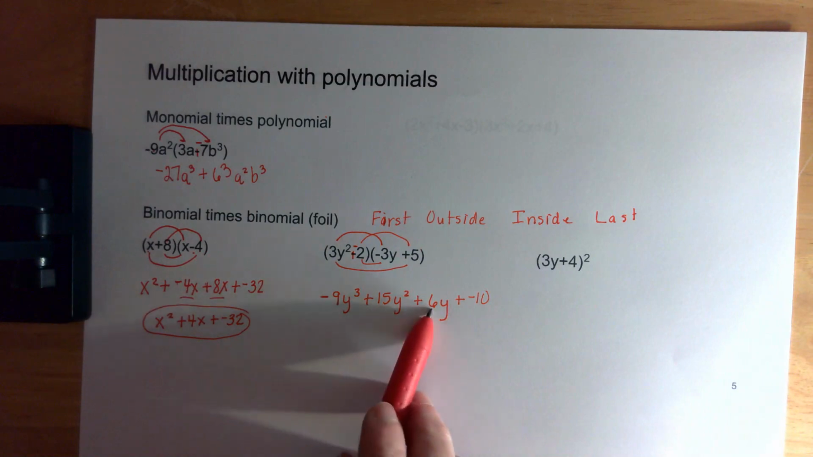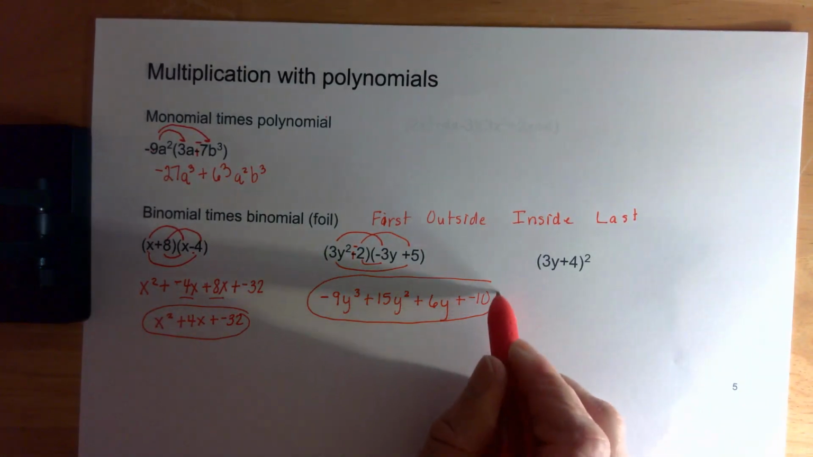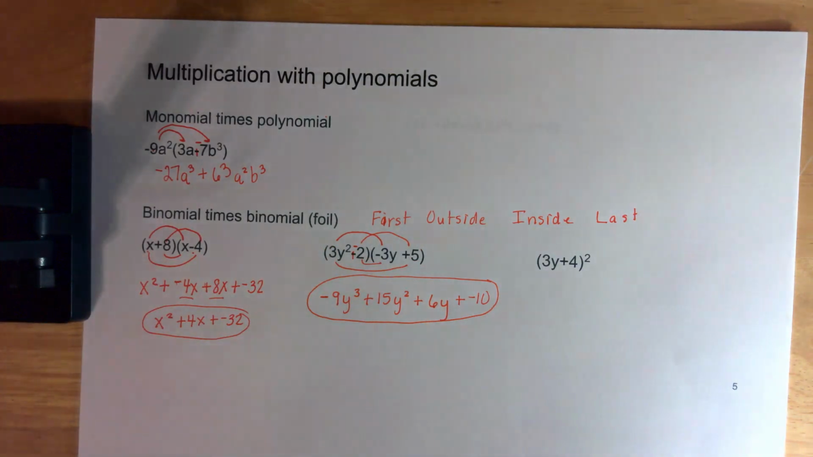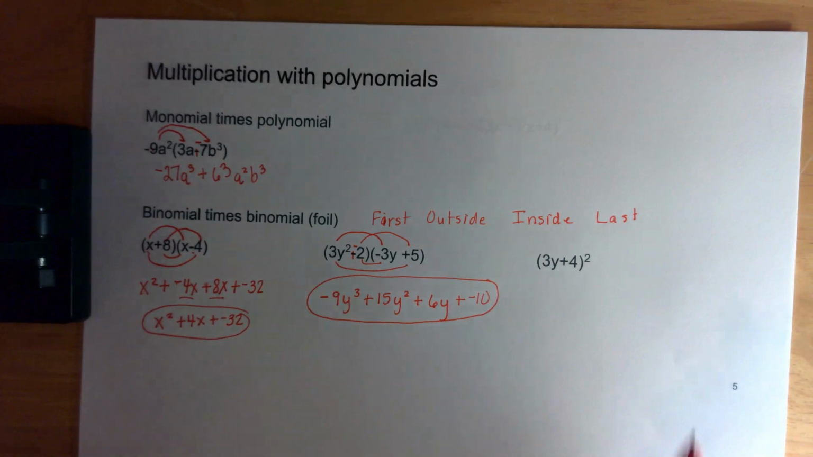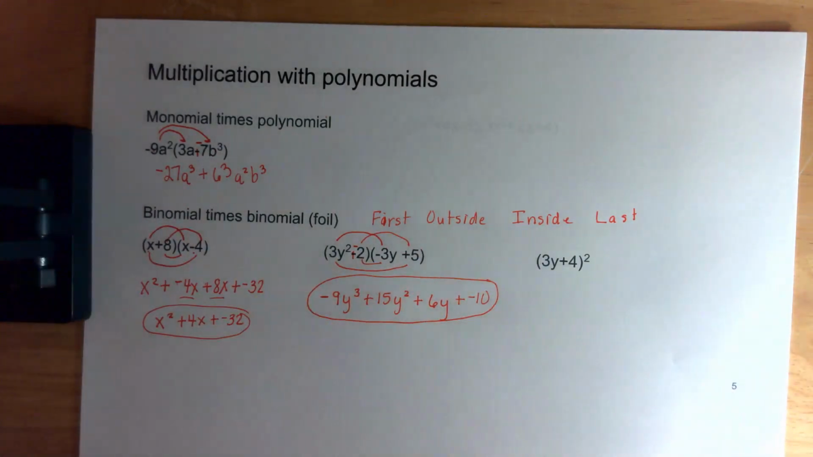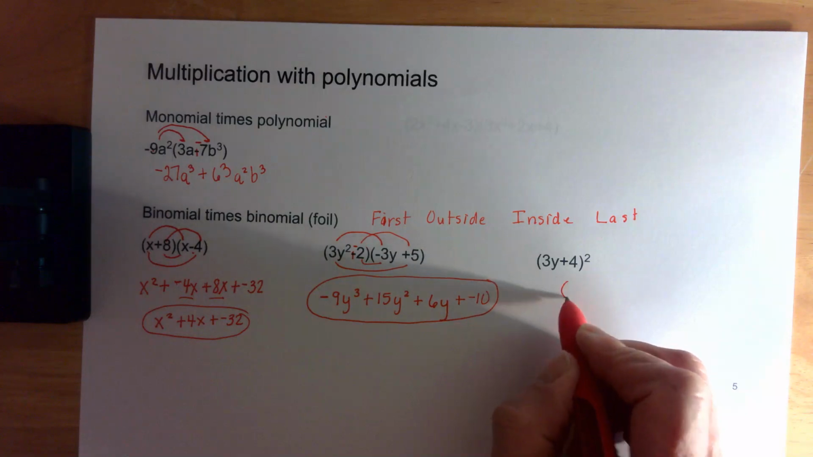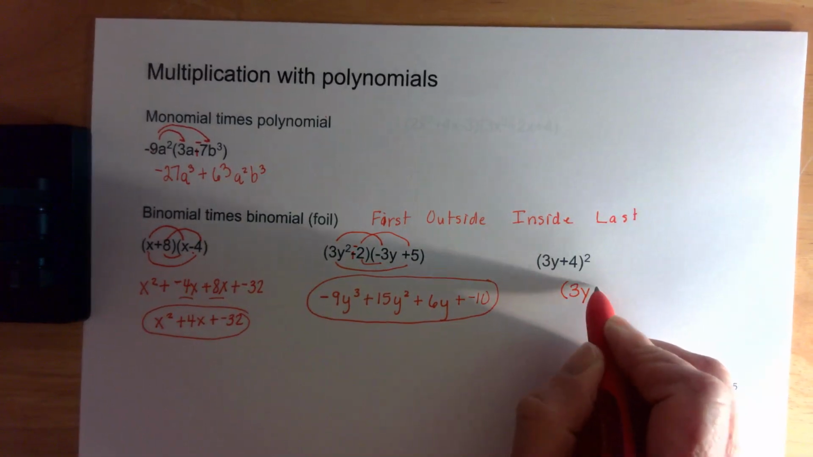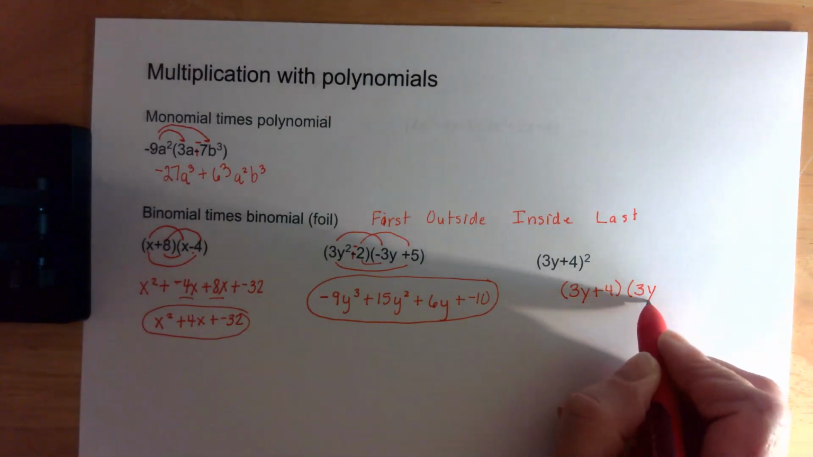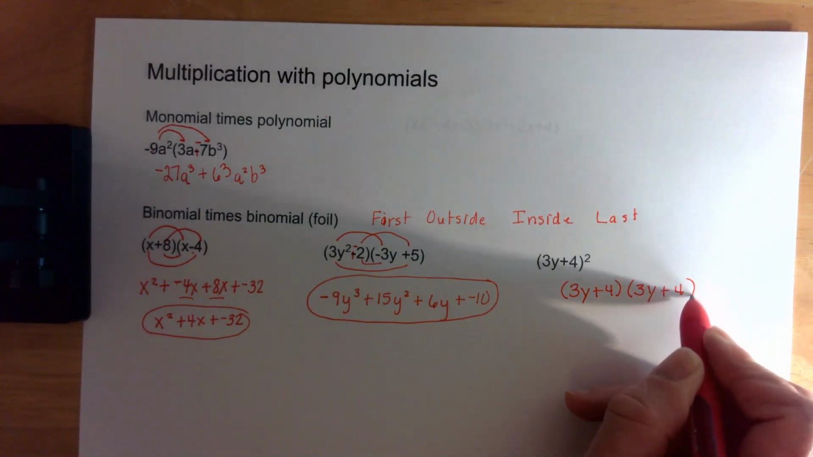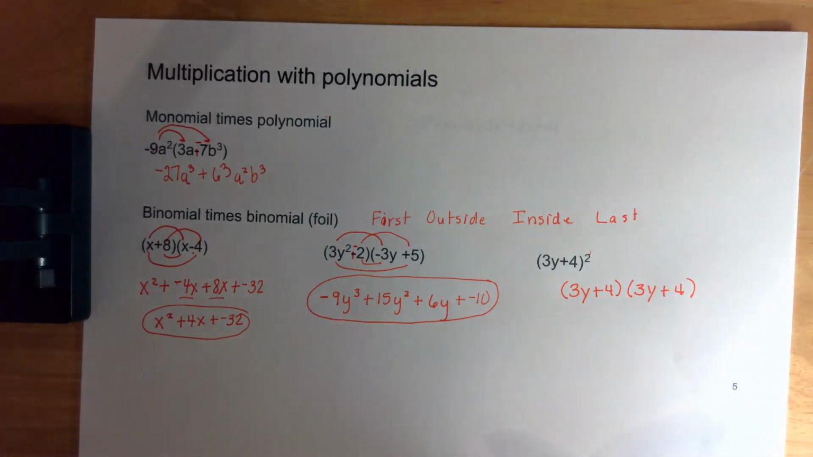Now, not a single one of those match as far as like terms go, so I can't combine them. I've got to leave them just like that. Now, when you have something like this, recognize that that means 3y plus 4 times 3y plus 4. Do not just square the first term and square the second term. That's not what that means.